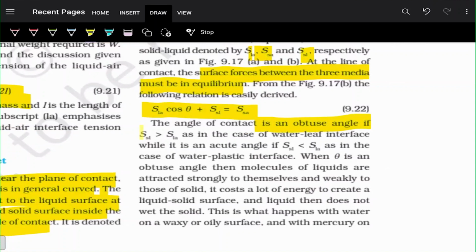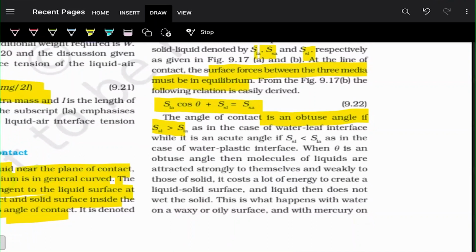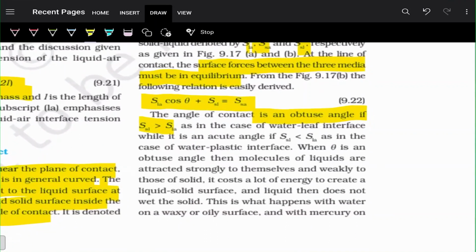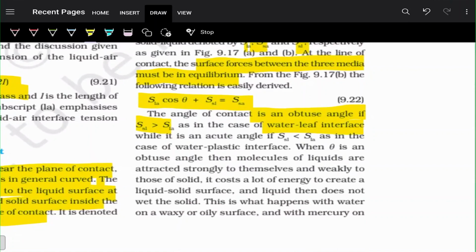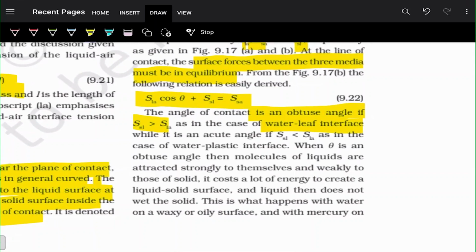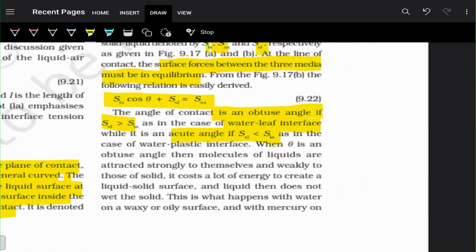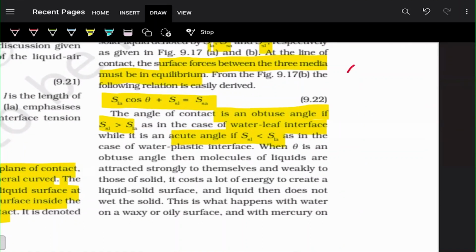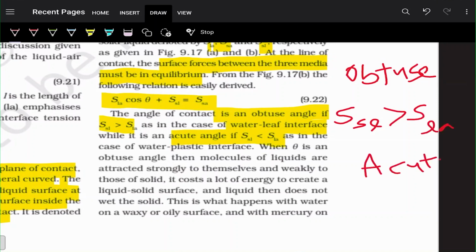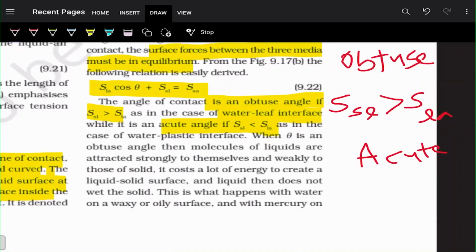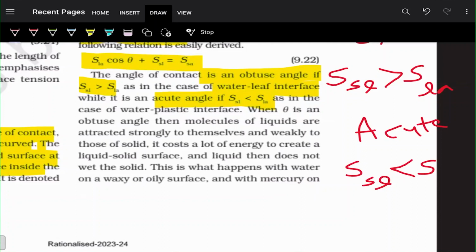അതായത് സോളിഡ് ലിക്വിഡ് സർഫസ് എനർജി ലിക്വിഡ് എയറിനേക്കാൾ കൂടുതലാണെങ്കിൽ ആംഗിൾ ഓഫ് കോണ്ടാക്ട് എന്തായിരിക്കും? ഒബ്റ്റ്യൂസ് ആയിരിക്കും. ഇൻ കേസ് ഓഫ് വാട്ടർ ലീഫ്, ലോട്ടസ് ലീഫിൽ വാട്ടർ വീണപ്പോൾ ആംഗിൾ ഓഫ് കോണ്ടാക്ട് ഒബ്റ്റ്യൂസ് ആയിരുന്നു. കാരണം സോളിഡ് ലിക്വിഡ് സർഫസ് എനർജി ലിക്വിഡ് എയറിനേക്കാൾ കൂടുതലാണ്. While it is an acute angle if SSL is less than SLA. ഒബ്റ്റ്യൂസ് ആംഗിൾ വരുന്നത് SSL greater than SLA ആകുമ്പോൾ. അക്യൂട്ട് ആംഗിൾ വരുന്നത് SSL is less than SLA ആകുമ്പോൾ. വളരെ സിമ്പിൾ ആണ്.